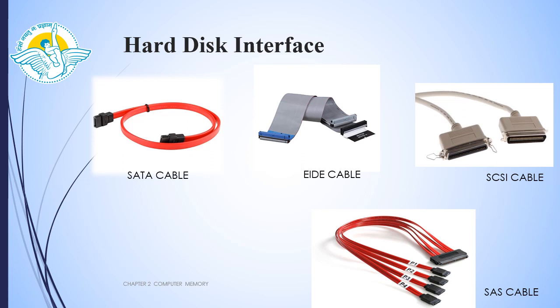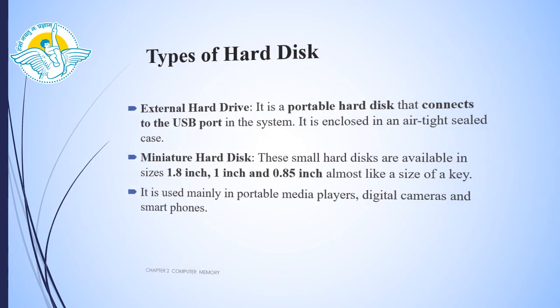On this slide, you can see the pictures of different types of hard disk interfaces. You can see the first picture is of a SATA cable, the next picture is EIDE cable, the third is SCSI cable, and the fourth one is SAS cable.